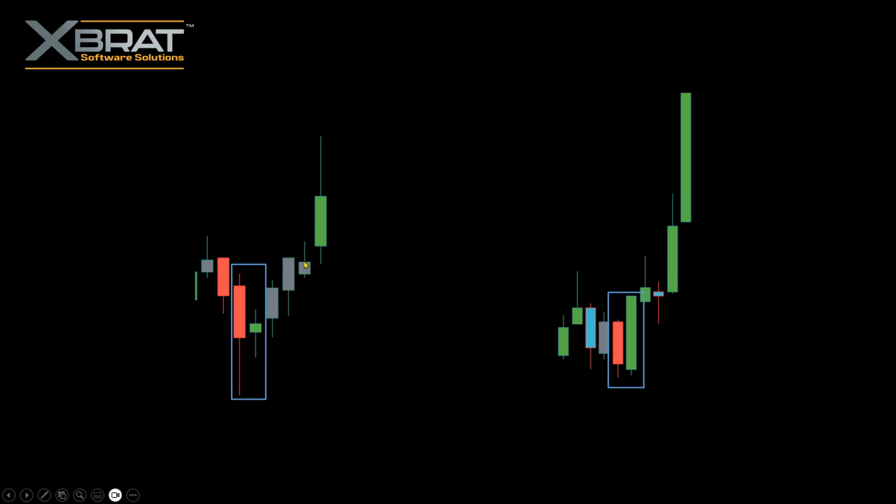We're getting higher highs, higher lows with these grey candles, not really giving us a massive lot of momentum, but then the green candle comes in and then we go.